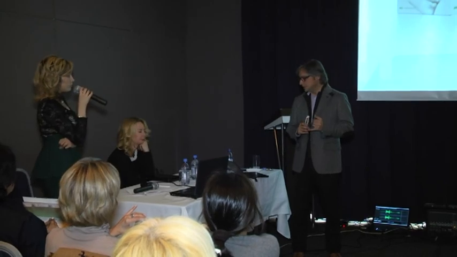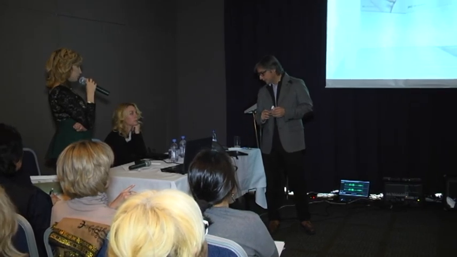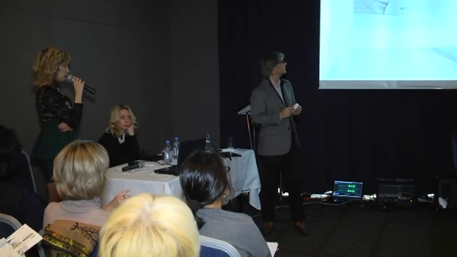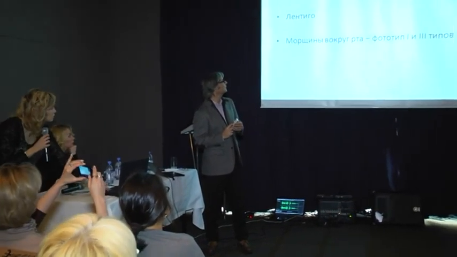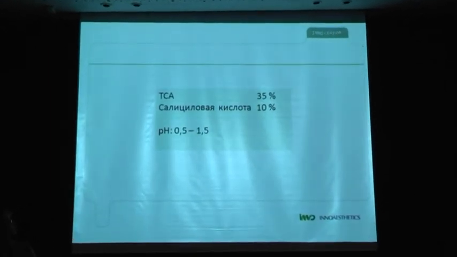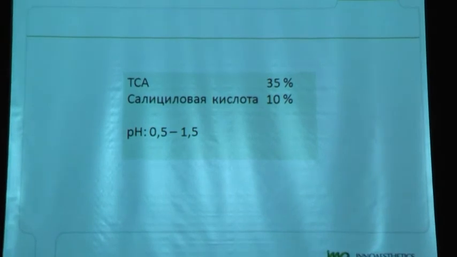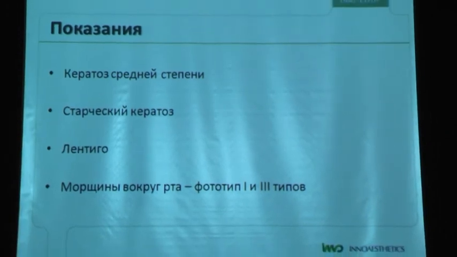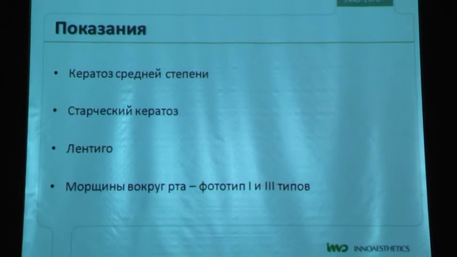The indications are simple keratosis, actinic keratosis, lentigo, and wrinkles around the mouth, what we call barcode wrinkles. We apply it locally with a cotton bud on the damaged area. This is the formulation: TCA 35% and salicylic acid 10%. The indications are keratosis, senile keratosis, lentigo, and wrinkles around the mouth.